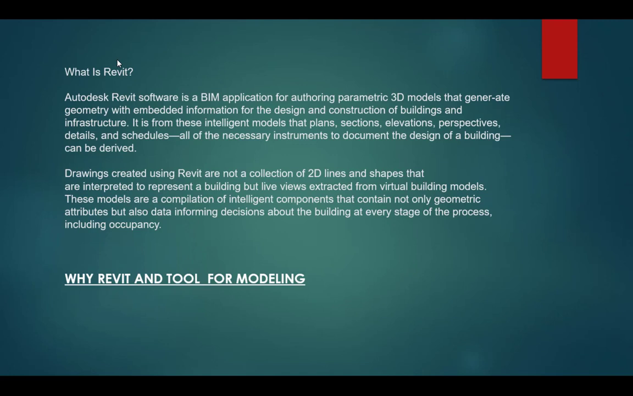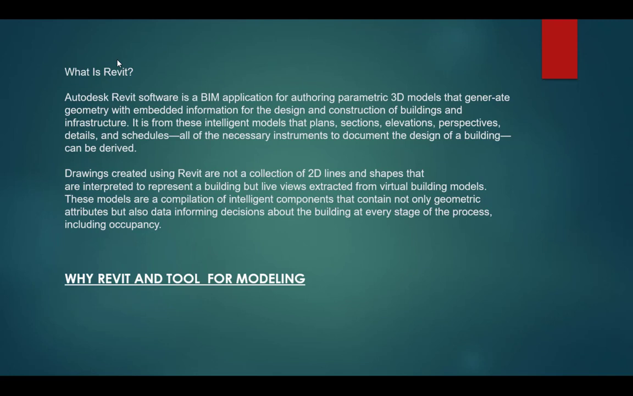So what is Revit? Autodesk Revit software is a BIM application for authoring what? Parametric 3D models that generate geometry with embedded information for design and construction of buildings and infrastructure. It forms the intelligent models such as plans, elevations, perspectives, details, and schedules. All of these necessary instruments to document the design of a building can be derived. So all the information that you need for your documentation is provided in one tool known as Revit.